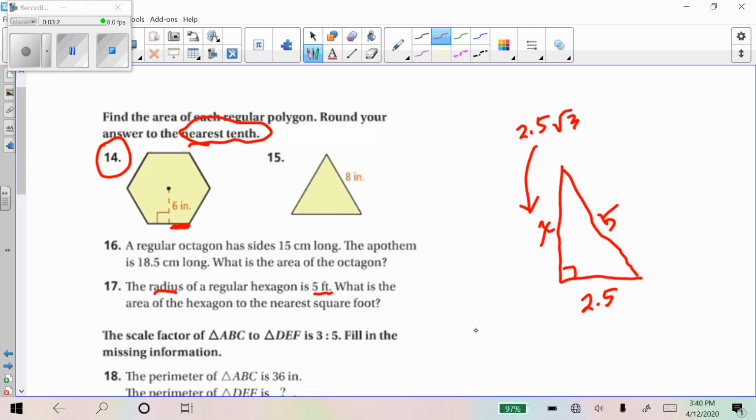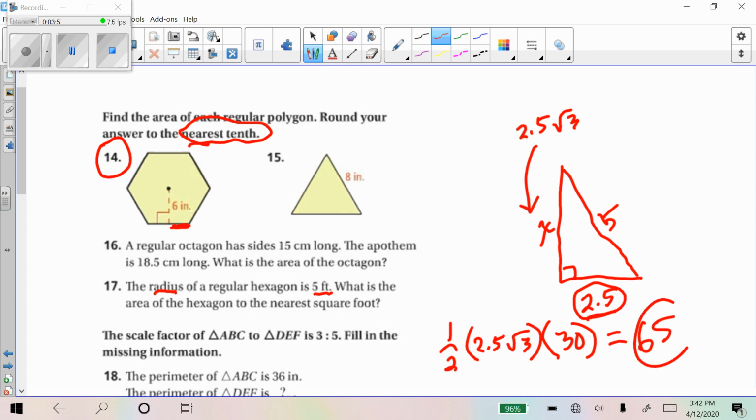Okay, so now I can go ahead and plug in the formula. We need 1/2 times the apothem, which is 2.5 times the square root of 3, times the perimeter, which would be this 2.5 doubled, which is 5, and then there's 6 sides, so that would be 30. And if I multiply that out, that comes to 64 point, well, we're supposed to round it to the nearest square foot, so that would be 65.